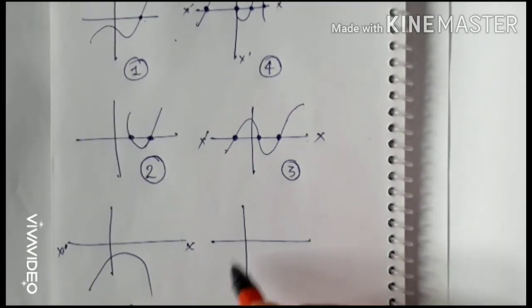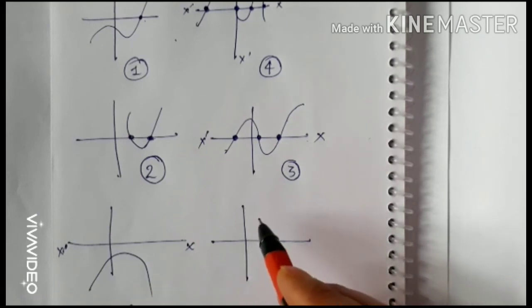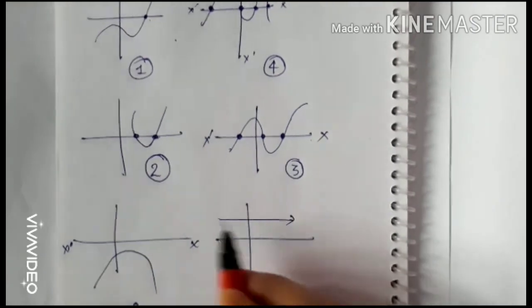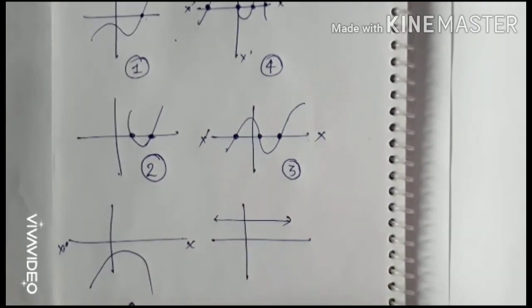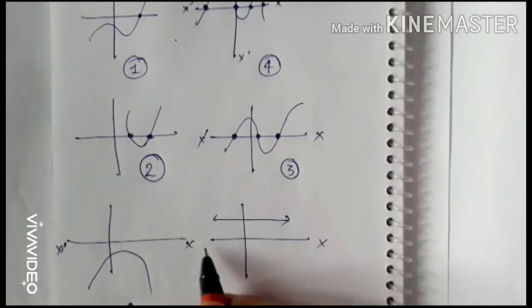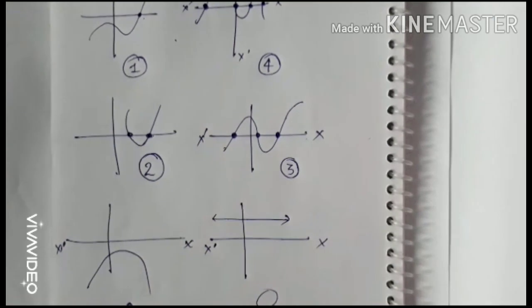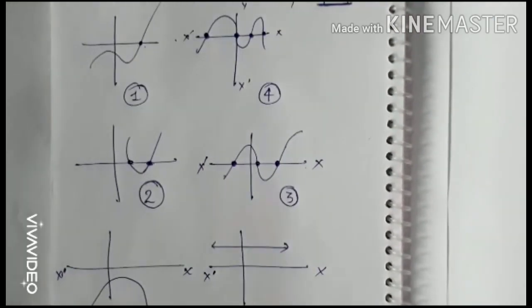Now one more. Suppose we have taken it like this, a straight line. How many times does it touch the x-axis? It doesn't touch the x-axis. So the number of zeros will be 0. Now you will practice exercise 2.1 in your rough notebook.